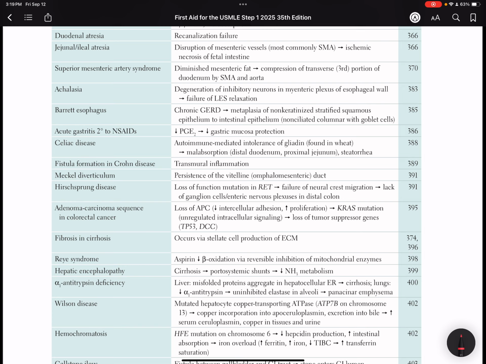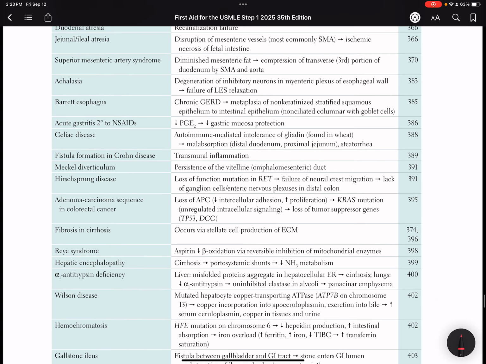What is superior mesenteric artery syndrome, SMA syndrome? This is because of diminished mesenteric fat causing compression of transverse portion of duodenum, which is the third portion of duodenum. Duodenum has first, second, third parts. So third portion compression is caused by diminished mesenteric fat by SMA and aorta. This is superior mesenteric artery syndrome.